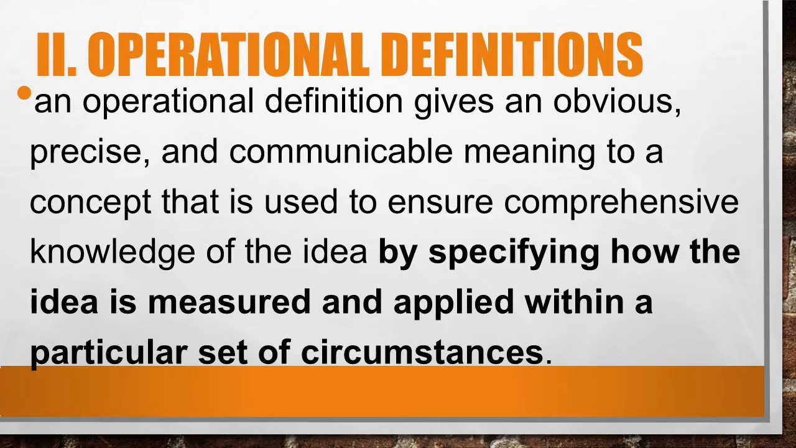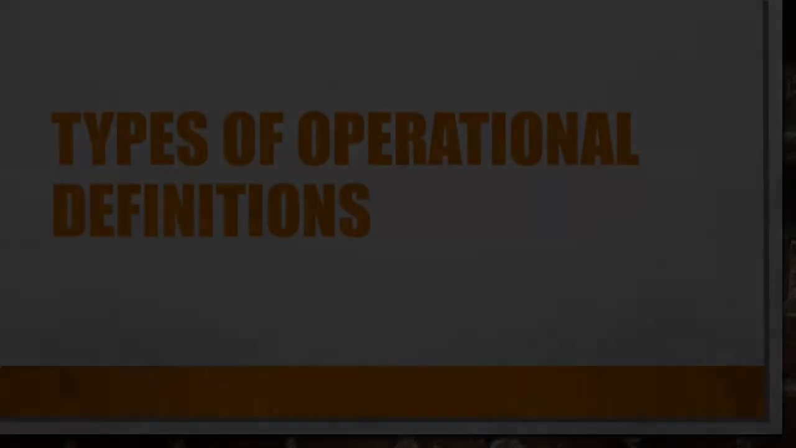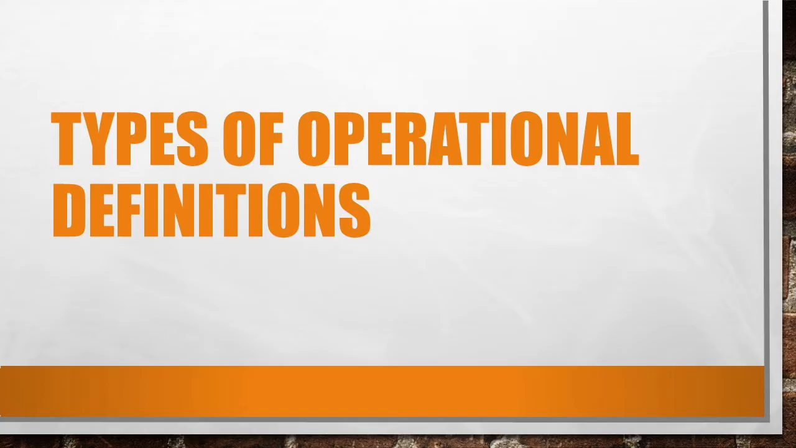So, an operational definition, from its word, gives an obvious meaning to a concept. Unlike in technical, it is direct, it is avoiding complexity, it is straight to the point. While operational definition gives an obvious, precise, and communicable meaning to a concept, it is used by specifying how the idea is measured and applied within a particular set of circumstances. And of course, just like the technical, we also have types of operational definitions.